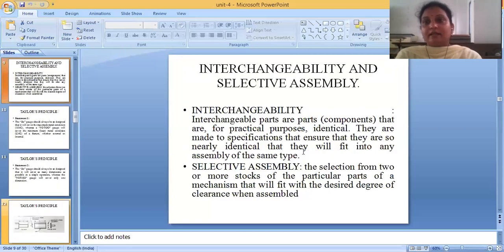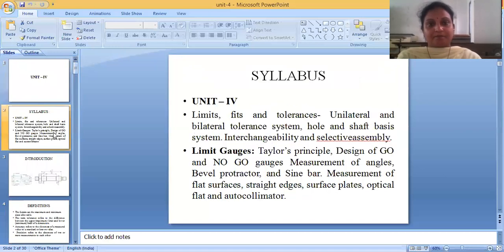So till here we have finished unit 4 part 1. Let us look at the syllabus. What are limits? What are fits? What is tolerance? What is the unilateral and bilateral tolerance system? Hole and shaft basis system? What is interchangeability? And what is selective assembly? So that is about today's class.